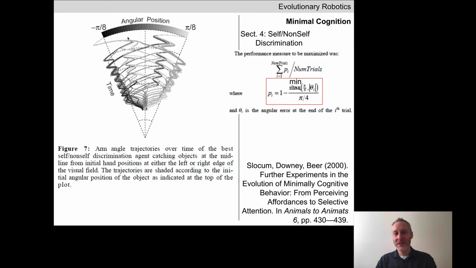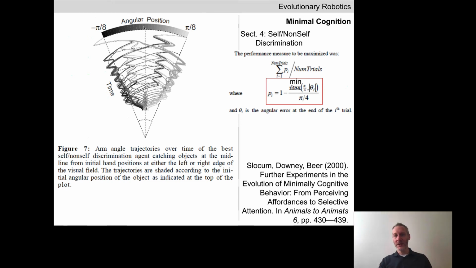Light colored trajectories mean that the angular position of the object was to the agent's right. So remember, the agent is immobile. It sits transfixed at the bottom center of the screen. And light colored trajectories means the object was dropped pi over 8 radians above and to the right of the agent. Dark colored trajectories represent that the agent's down here. Now we're going to drop the object from minus pi over 8 radians, top left of the agent. And all the other grayscales are somewhere in between.